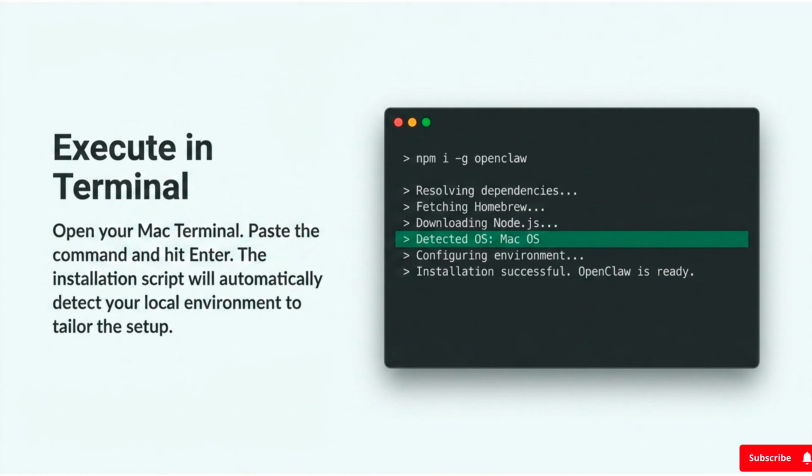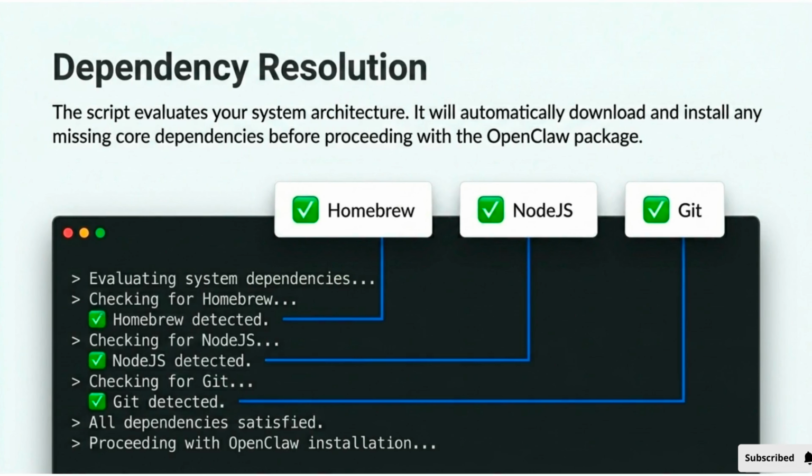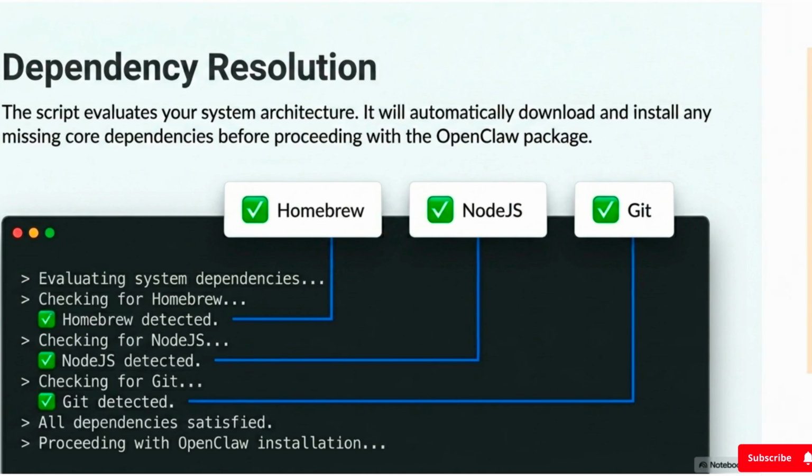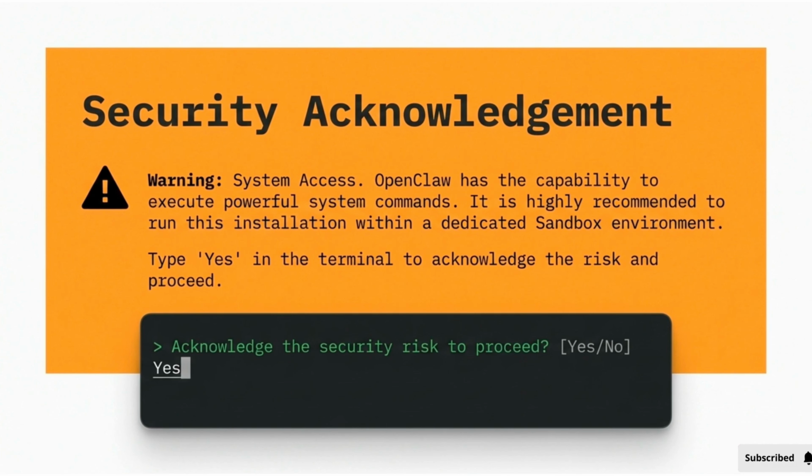The installation script will automatically detect your local environment to tailor the setup process. The script evaluates your system architecture and automatically downloads and installs any missing core dependencies before proceeding with the OpenClaw package installation. A security warning will appear, advising that OpenClaw can execute powerful system commands. To proceed, type Yes in the terminal to acknowledge the risk.